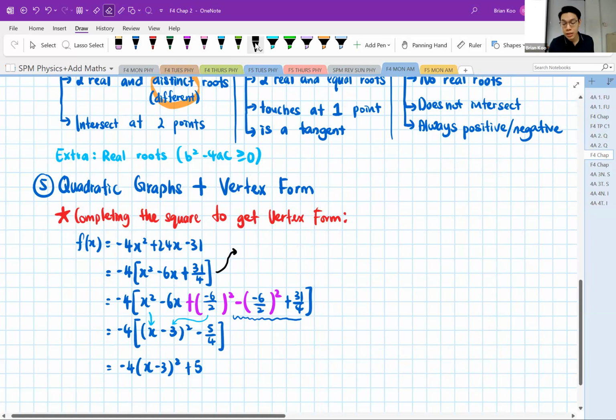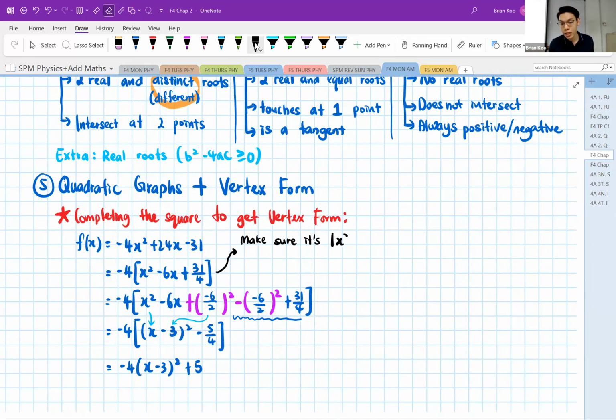You must make sure it is 1x squared before you can complete the square. Now, when we actually want to complete the square, what we are doing is, so this is when you complete the square.